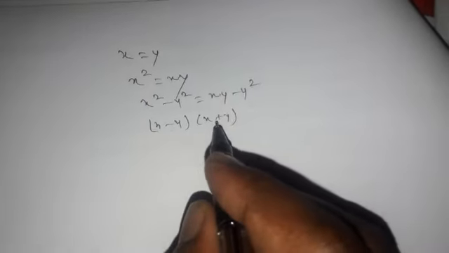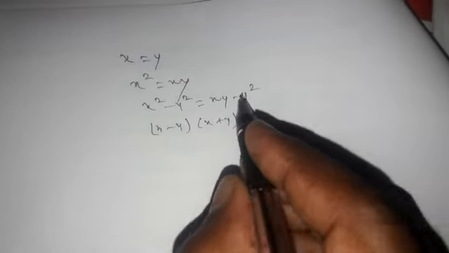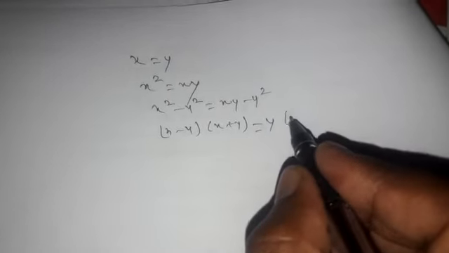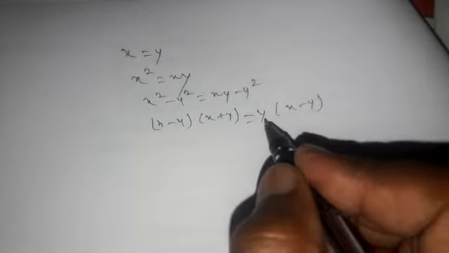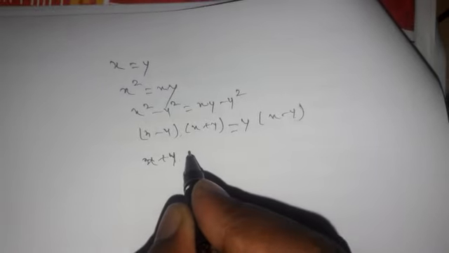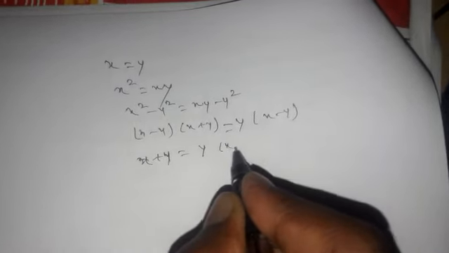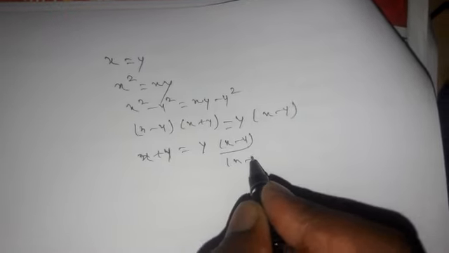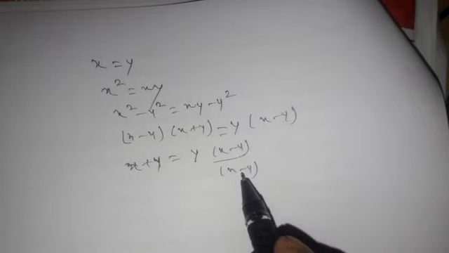Now here x square minus y square is nothing but x minus y times x plus y, which is equal to, here y is common, so y times bracket x minus y. So I get x minus y times x plus y is equal to y times x minus y. So I can cancel x minus y, isn't it? This gets cancelled. So here x plus y is equal to y.